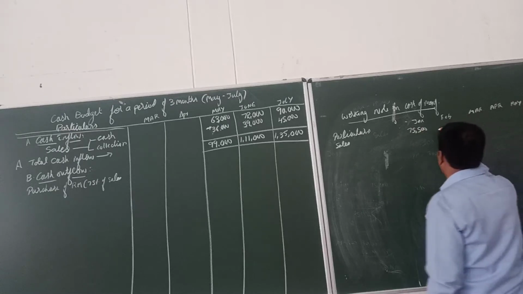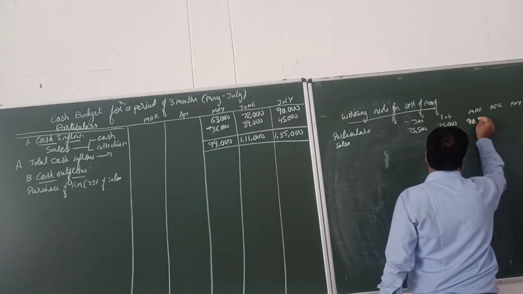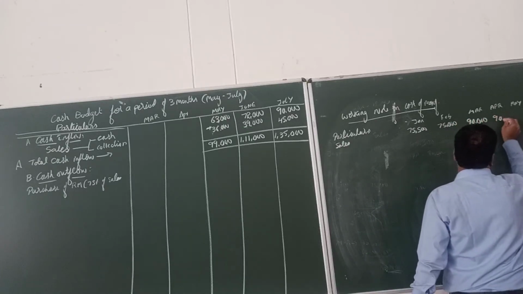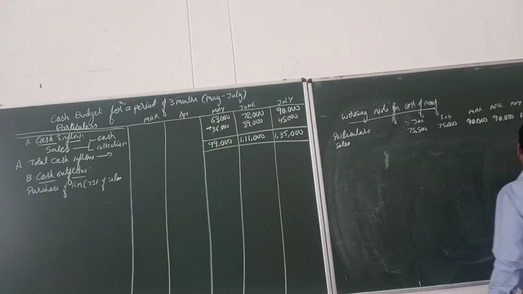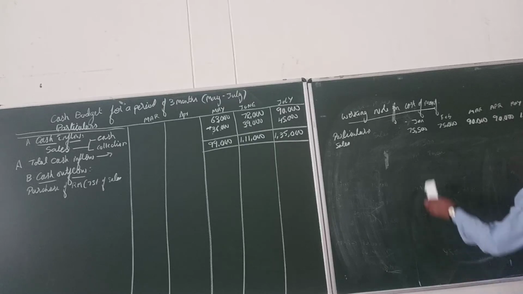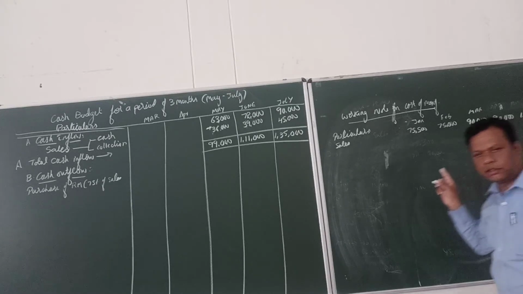75,000, February, March, April, 1 lakh 5,000, 1 lakh 20. Finish, no? Correct, no? This is April, May, June, and July. Is this correct? Sales what you taken.